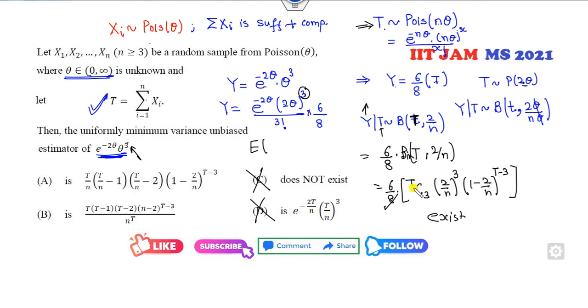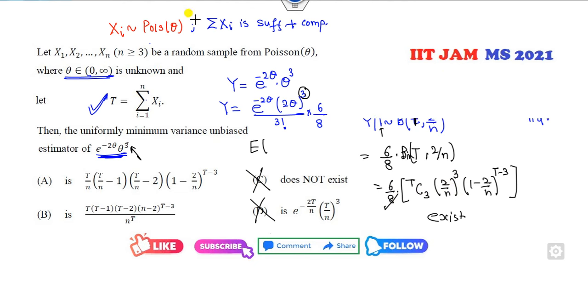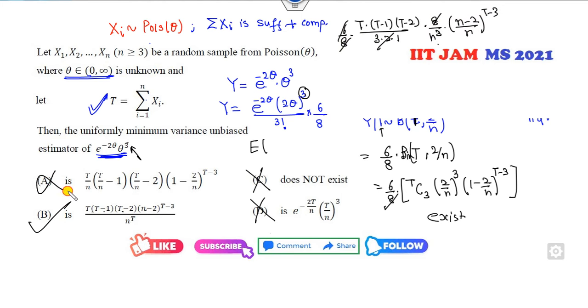Okay. Now t choose 3, how can you open this? It is my t into t minus 1 into t minus 2 over 3 factorial, which is 6. It's 8 over n cube. It is n minus 2 over n here. So 8 will be cancelled, 6 will be cancelled. So t into t minus 1 into t minus 2, n minus 2 raised to power here. Yes, this is my right answer of this problem.